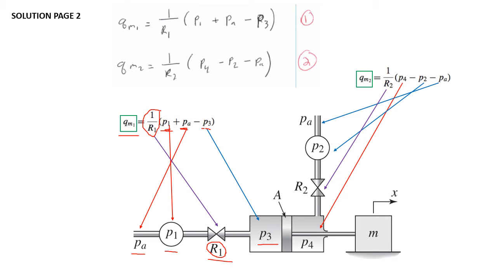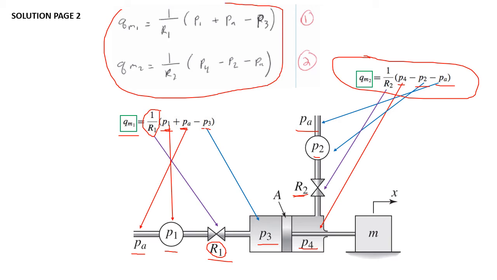Now I'm going to do the same thing over here through my R2. We can see, okay, I start off with my P4 over here, so there's my positive P4, go through my R2 here, and now I have my P2 and my PA, so it's minus P2 minus PA. So my general equation now for Q sub m2 is equal to 1 over R2 times P4 minus P2 minus PA. So that's how I use that initial given diagram to come up with these two relationships for mass flow rates.